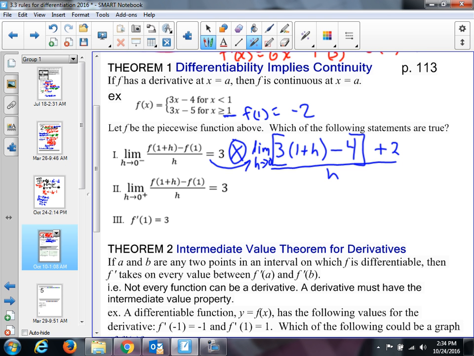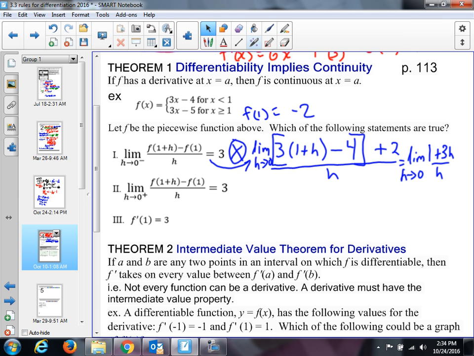So, I see what you're saying, and that's where people get confused. So where was I here? Oh, yeah. If you distribute stuff like this, you got 3. I'll just do the numbers. Plus 3h, right? And then the 3 minus 4 is negative 1. So negative 1 plus 2 is 1. So you have 1 plus 3h. My mistake. Plus 3h, still over h.